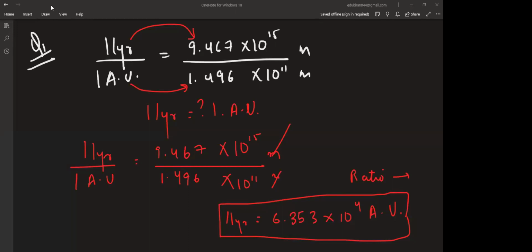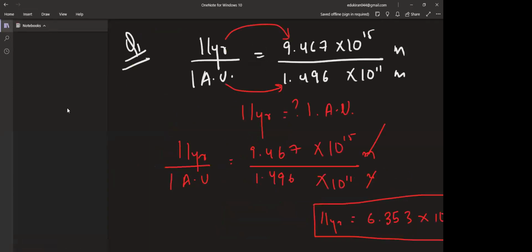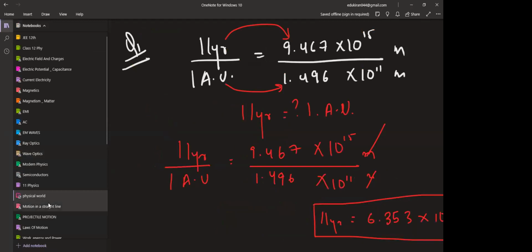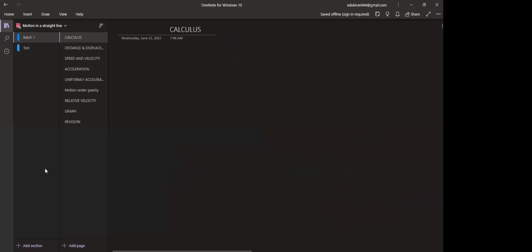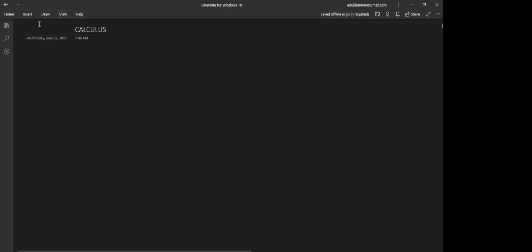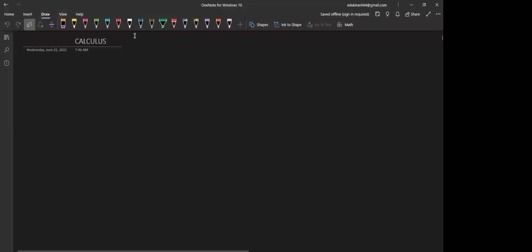All right, class. So this completes the first chapter. Second, before starting with motion in a straight line, class: motion in a straight line is a part of your kinematics. So you have all the concepts of distance, displacement, speed, velocity, acceleration. Then you have uniformly accelerated equations, motion under gravity, relative velocity, and all. But before that, this is a topic of your maths, which will be applied in the physics.